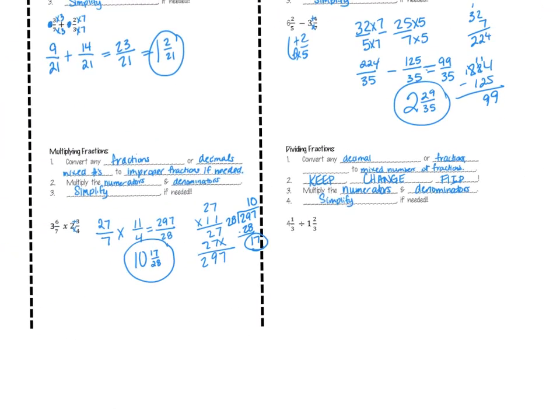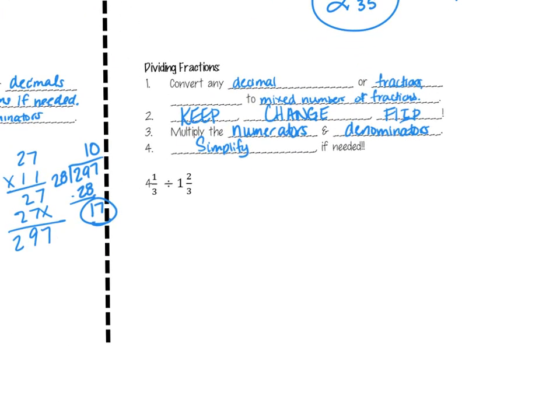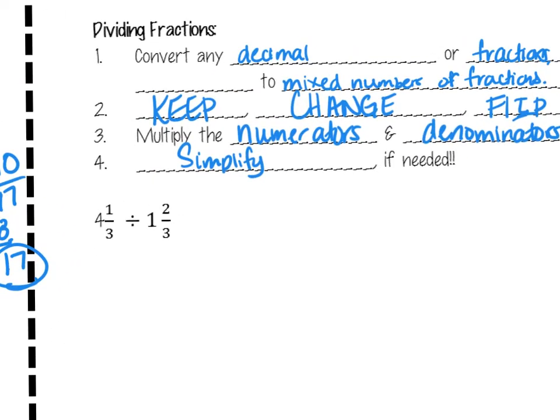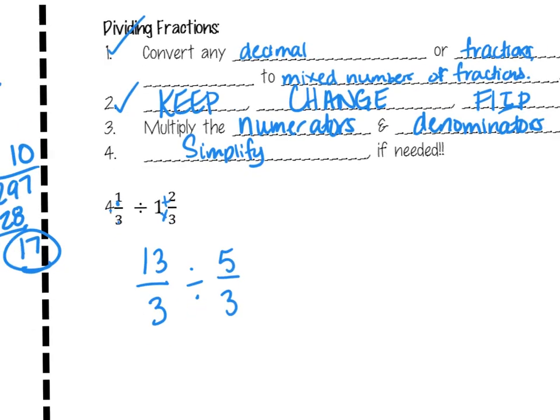Okay. So we're going to do this problem. So I see I have mixed numbers. I'm just going to go 3 times 4 plus 1 is what? 3 times 4 is 12 plus 1 is 13. 3 times 1 plus 2 is 5. Now I did that one. What's my next one? Keep, change, flip.